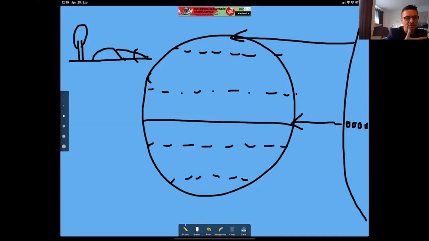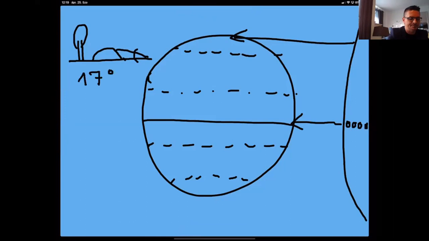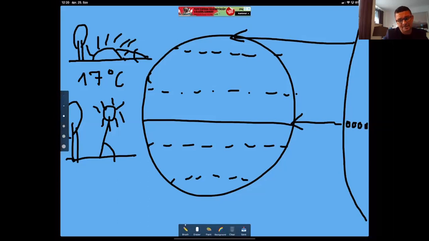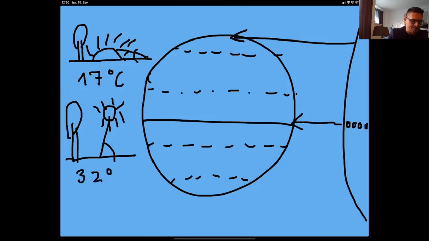Probably not that hot. So we can say that it's like, let's say, 17 degrees centigrade. Then what about, so this is the sun here, not a hill, this is the sun. What about that thing when we go home in summer and then the sun is shining? It's a summer day, and then the sun rays are here. Now this angle is much bigger, and it's not 17 degrees, of course. It must be much hotter during the day, the midday period. So let's say 32 degrees.